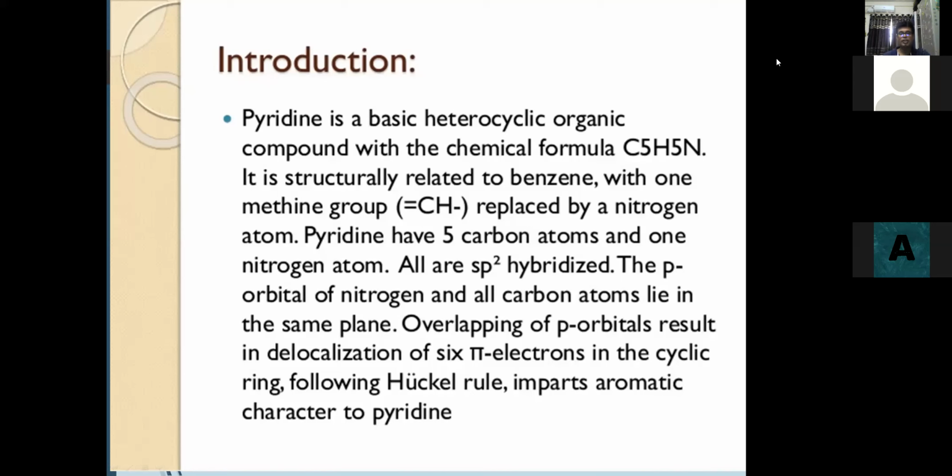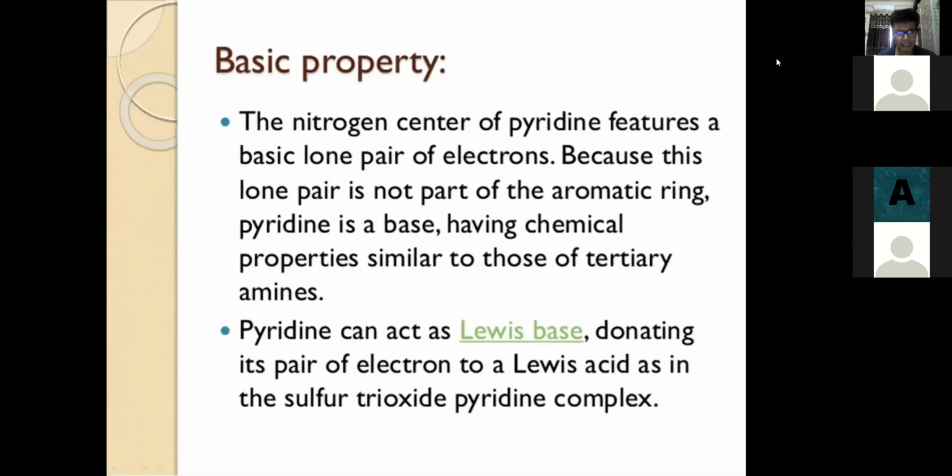The p orbitals result in delocalization of pi electrons in a cyclic form, thus following Huckel's rule, and maintain the aromatic character of pyridine. So that's why pyridine is sp2 hybridized. The p orbitals lie perpendicular to the plane in a single plane, so there is a delocalization of electrons. All are sp2 hybridized, and it has 4n plus 2 pi electrons in the ring. So all these things are satisfied. That's why pyridine is aromatic in nature.